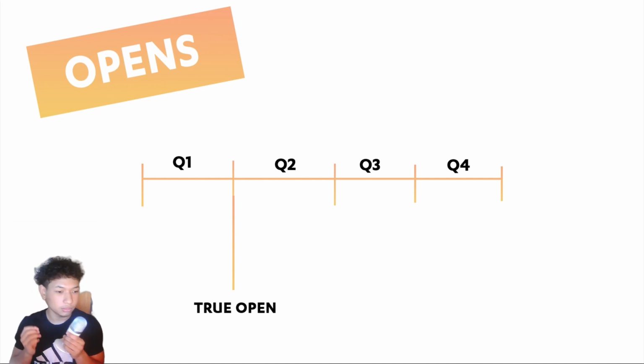If you guys remember from one of my old videos talking about openings and pools, an opening is something that we expect price to return to. And for quarterly theory, the true open always happens at the beginning of the Q2 quarter, so at 6 New York time. Now let me get into the charts and show you how it is done.